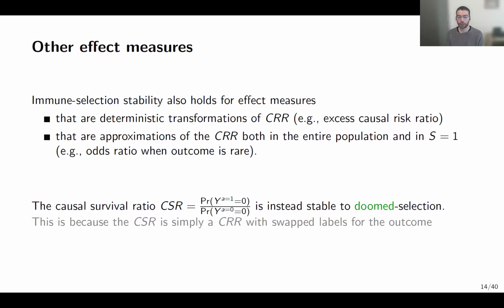The causal survival ratio, I don't know if you're familiar, is a measure that's sometimes used in epidemiology. It's simply a risk ratio in which you swap the labels of the outcome. So essentially now the causal survival ratio is the ratio between the probability of not having the event under treatment and the probability of not having the event under control. And as you probably already understood, by the fact that this is simply a risk ratio in which I swap the labels, the causal survival ratio will now be stable to doomed selection. So if I create a population only selecting based on the doomed status instead of the immune status, then the causal survival ratio will stay the same.